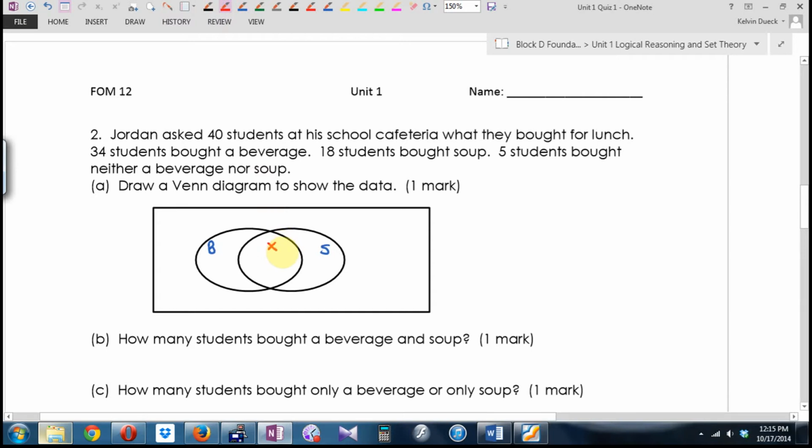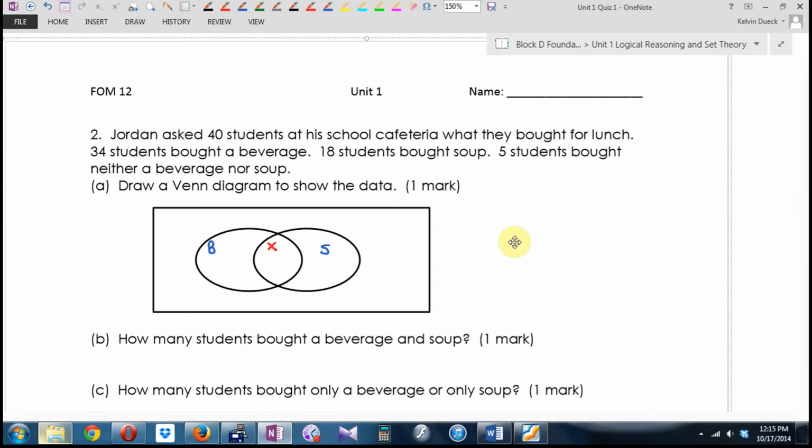That's how many. I need a little bit more room. There we go. How many kids bought a beverage grand total? 34. But I'm not going to put a 34 right here. How many kids only bought a beverage? Algebraically, if X bought both, how many only bought a beverage? 34 minus X.